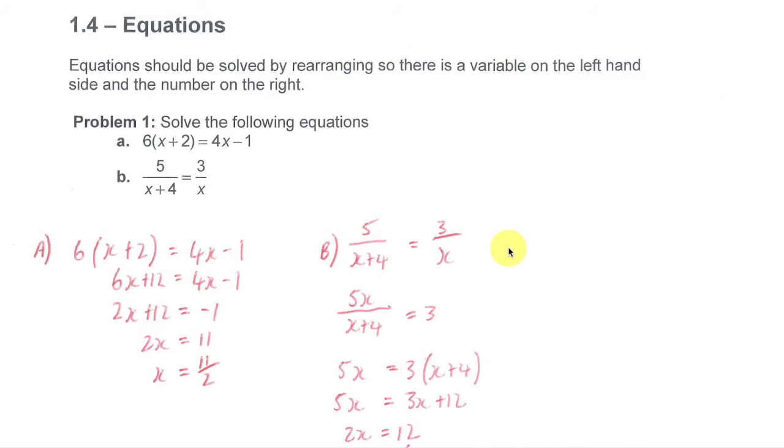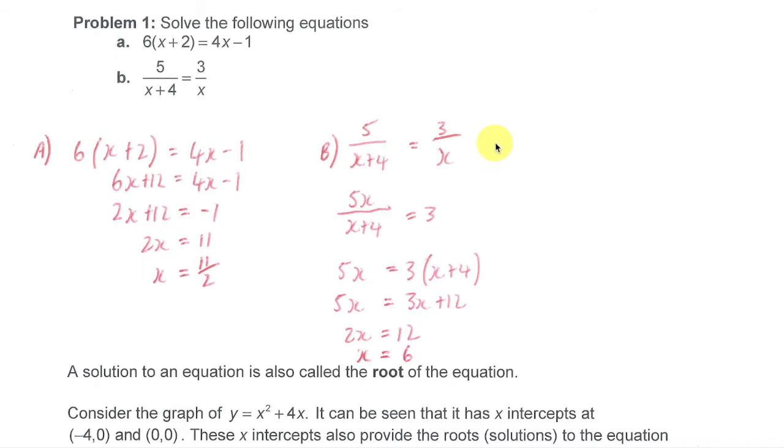B. I've got this. I multiply both sides by x, so 3 on x multiplied by x is going to become 3. And 5 over x plus 4 times x is going to become 5x on the top. I now multiply both sides by x plus 4, so that will leave me with 5x on the left and 3 lots of x plus 4 on the right. Expand the brackets. Take 3x from both sides and then divide both sides by 2.